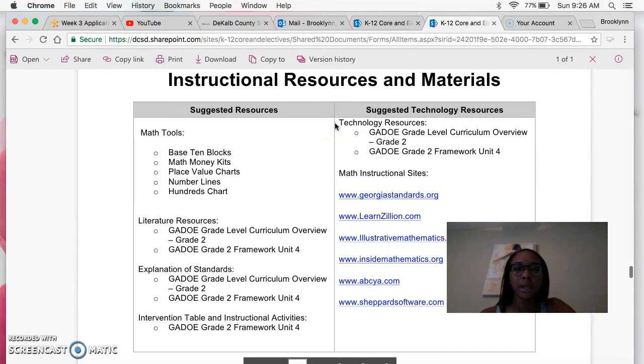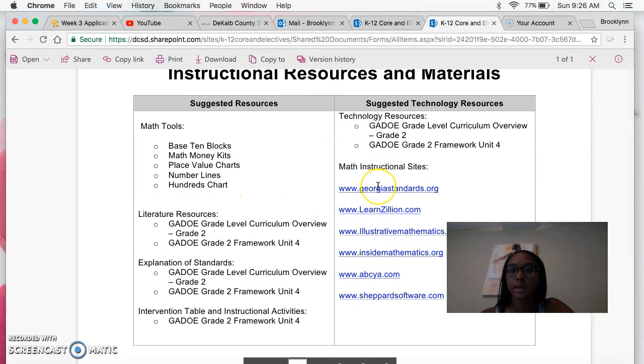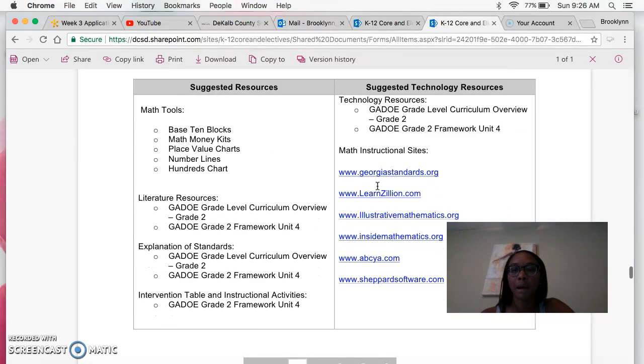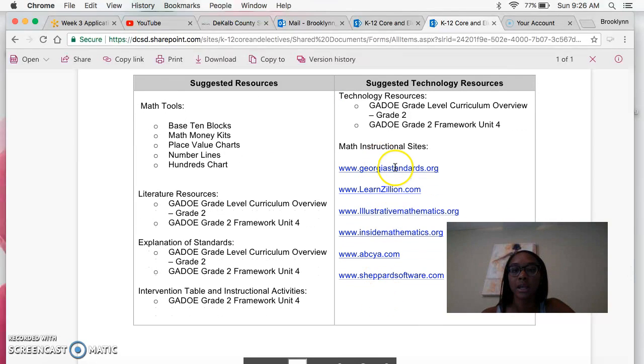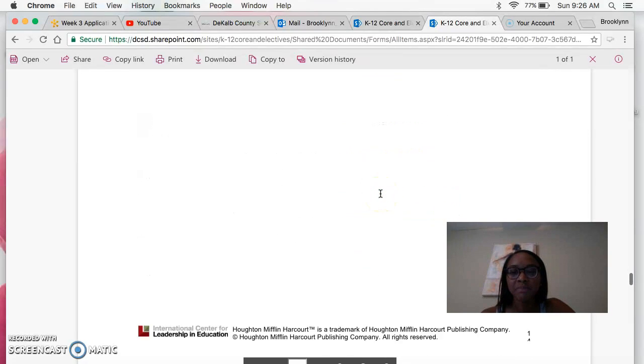Okay, so then they give us suggested resources that we can use. We didn't use any of these. I know we used something that they gave us, but it wasn't any of these.